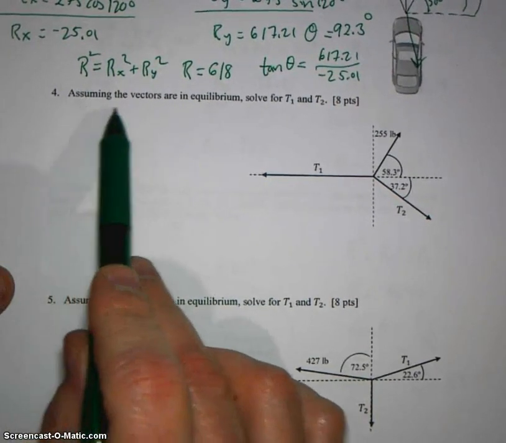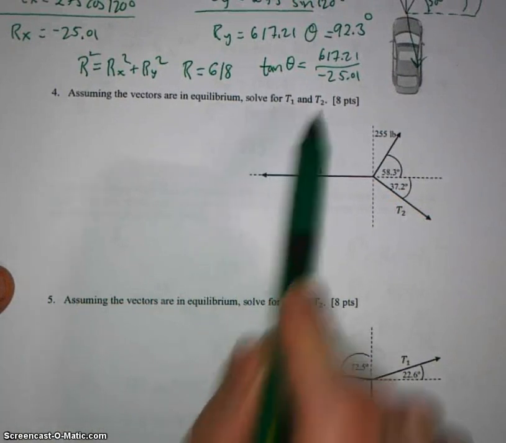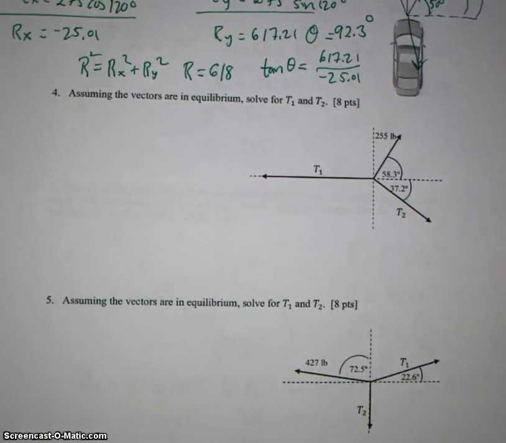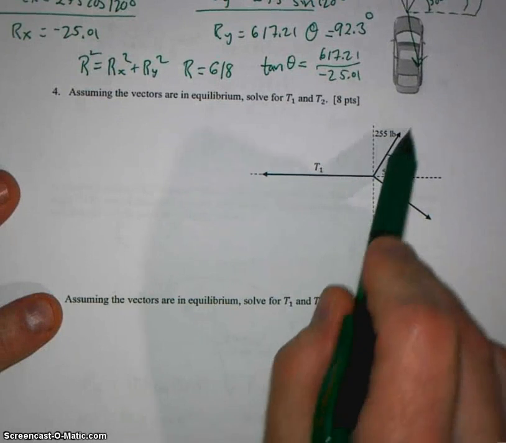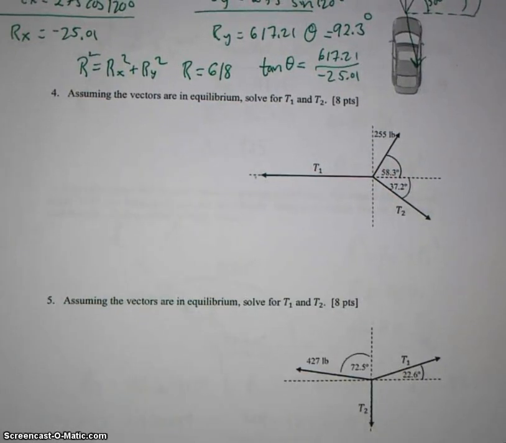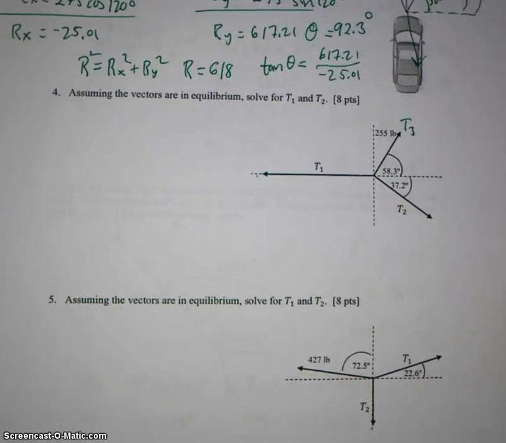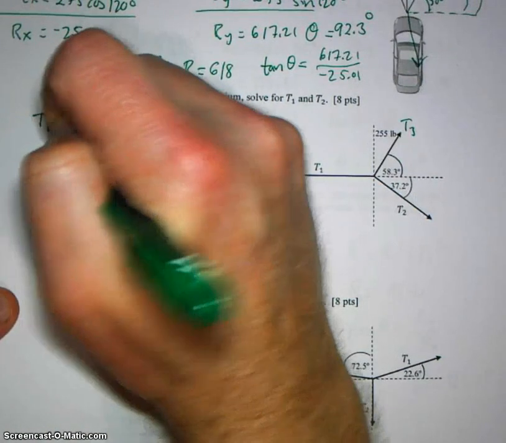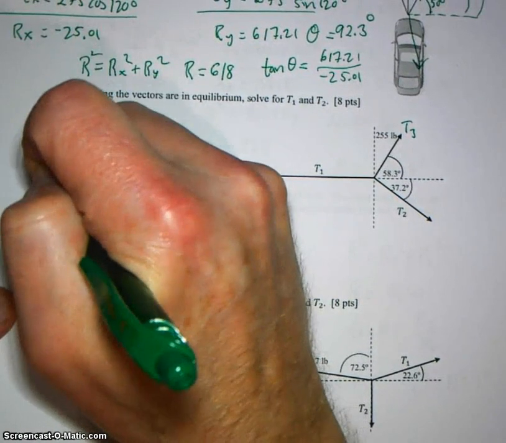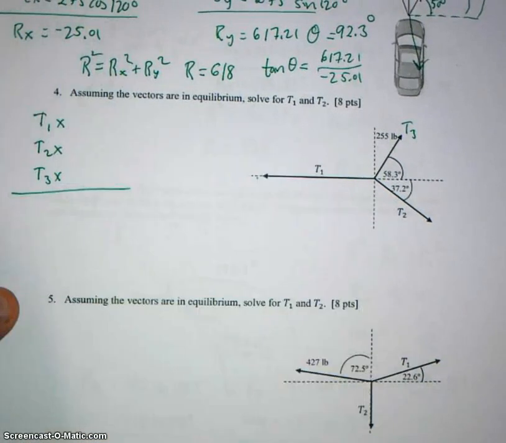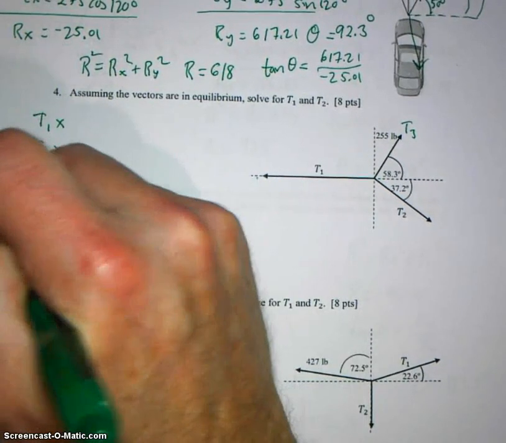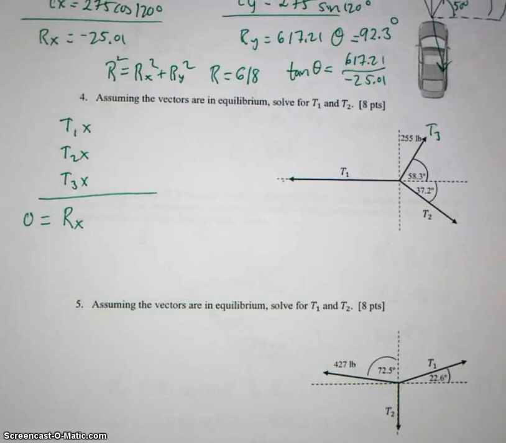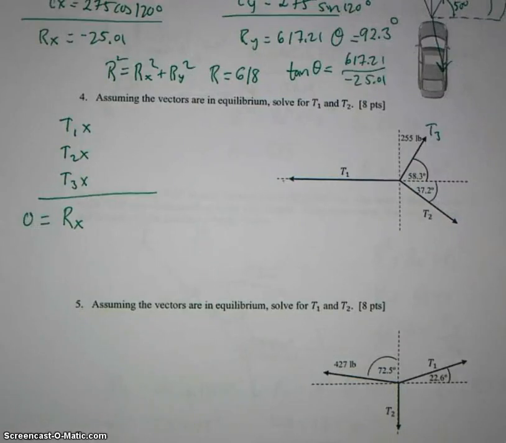It says, assuming the vectors are in equilibrium, solve for T1 and T2. So equilibrium means the forces all added together are perfectly balanced so that nothing is moving. In other words, I guess I'll call this T3, T1, T2, and T3. If I take T1x plus T2x plus T3x to get my R sub x, that's going to be 0. It's not moving in the x direction. So Rx is going to be 0.